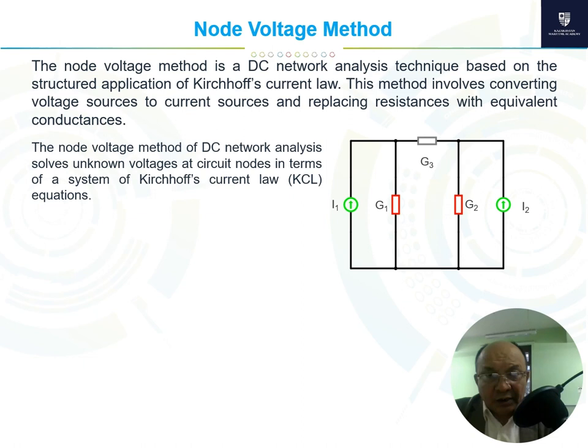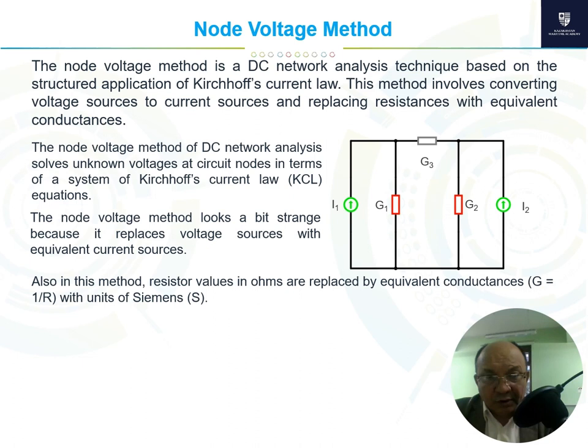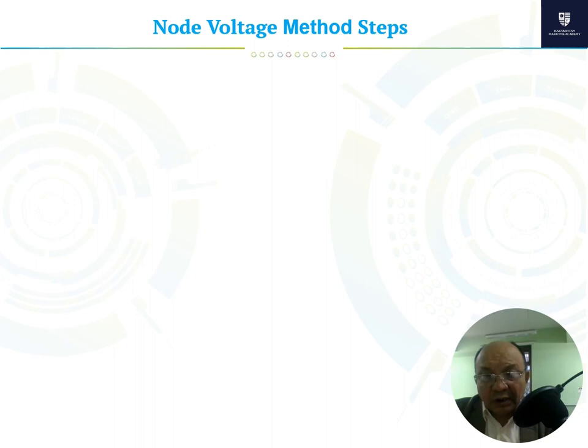The node voltage method looks a bit strange because it replaces voltage sources with equivalent current sources. And also in this method, resistor values in ohms are replaced by equivalent conductances. So remember, the conductance is the reciprocal of resistance with units of Siemens. But once understood, the node voltage method can provide a simple technique for quickly solving various complex circuits. So let's start with the node voltage method steps. It also consists of five steps. So step one, we have to label all unique voltage nodes.